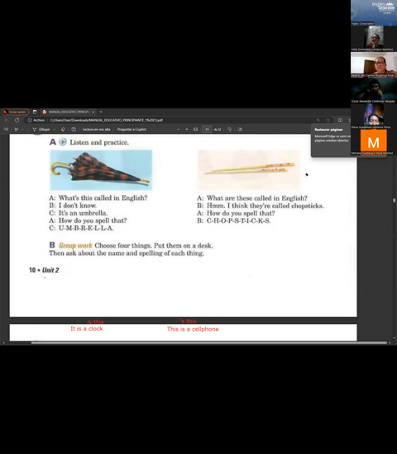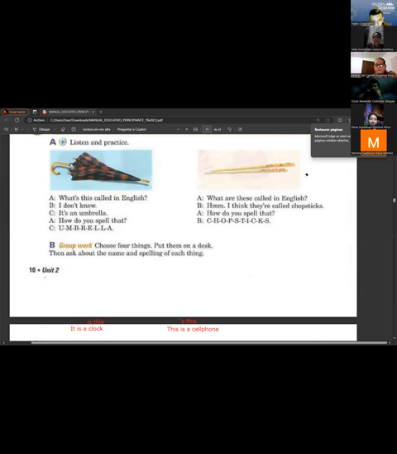Ready. One more time. Okay. What's this called in English? Yo tengo una pregunta. Adelante. La pronunciación de, en el diálogo, en la primera A, what is la pronunciación de la siguiente palabra? What's this call? Call. Gracias. Con gusto. What's this call in English?